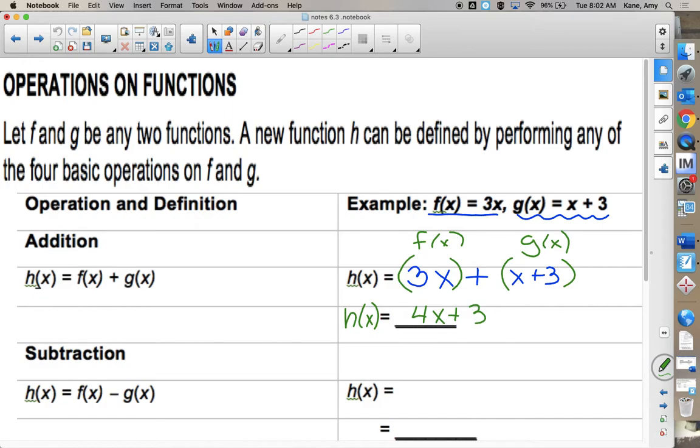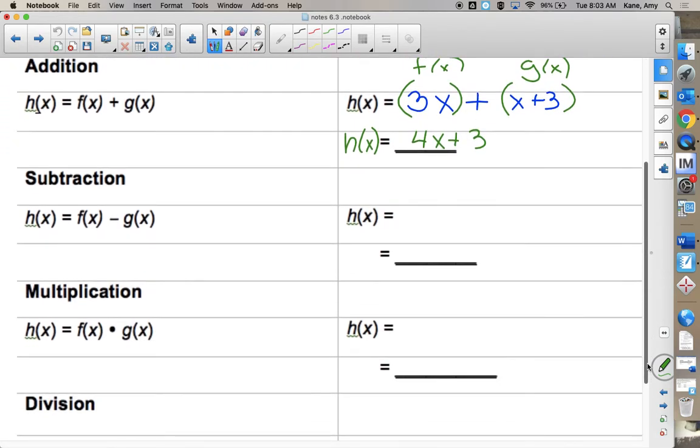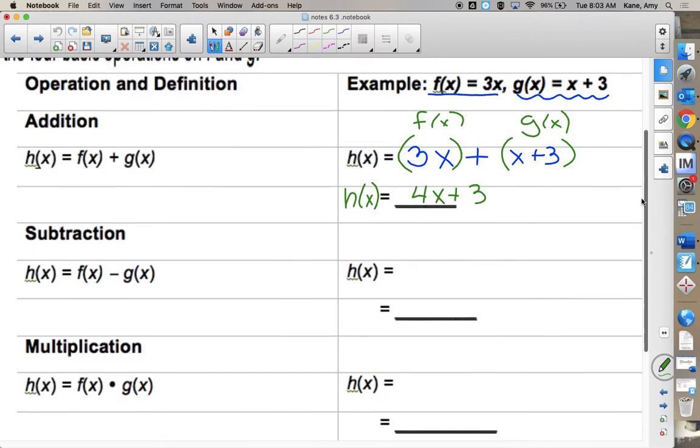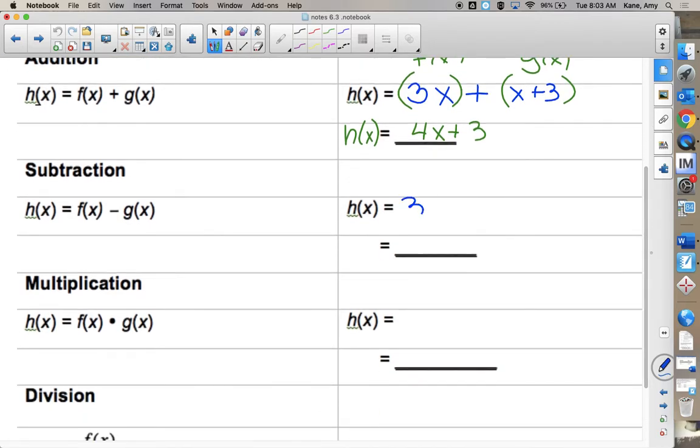So if you look at the second one, it's subtraction. So we're going to do the same thing, except now we're going to subtract. So we have f of x minus g of x, same two functions. We're going to work with those same two. So f of x is 3x. You're subtracting all of g of x. G of x was x plus 3. But that needs to go in parentheses because it's a quantity, and the whole quantity is being subtracted. You're not just subtracting the x of the function, you're subtracting the x plus 3, that whole part of the function.